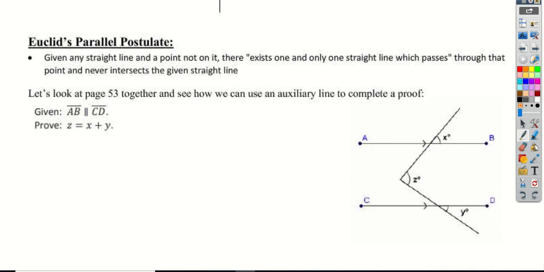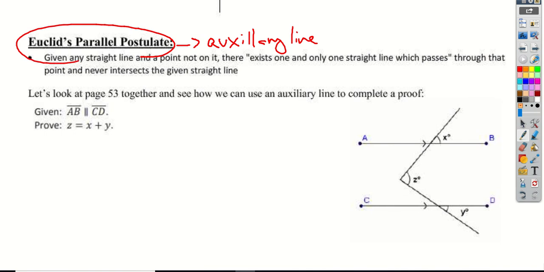This is our Euclid's parallel postulate. This is what we're talking about when we draw an auxiliary line. So if you're using an auxiliary line, you're going to use this as our reason. That's the reason for the auxiliary line. So if we're trying to show that angle Z is equal to x plus y, that these two things are equal, we're going to use an auxiliary line.